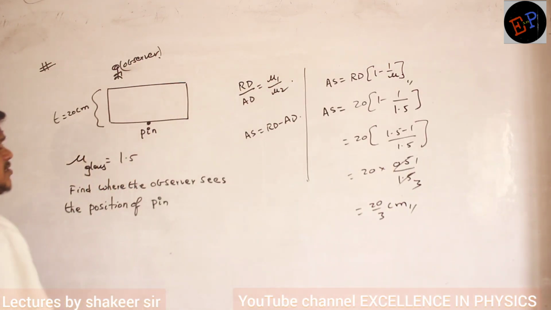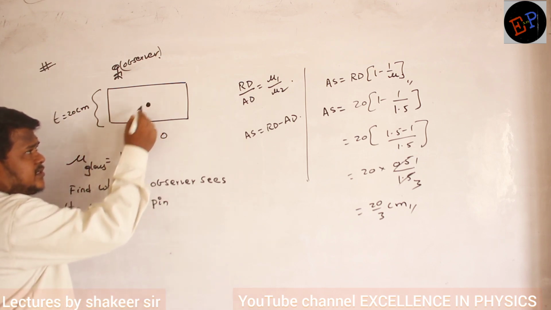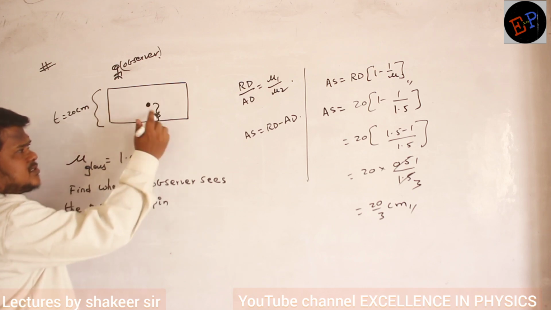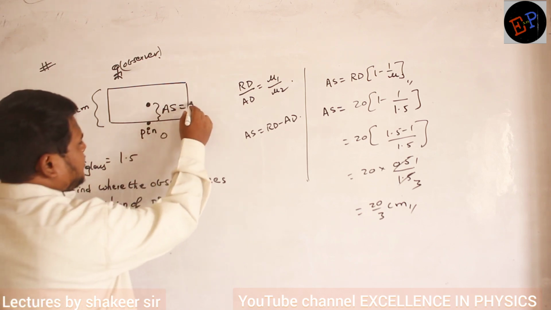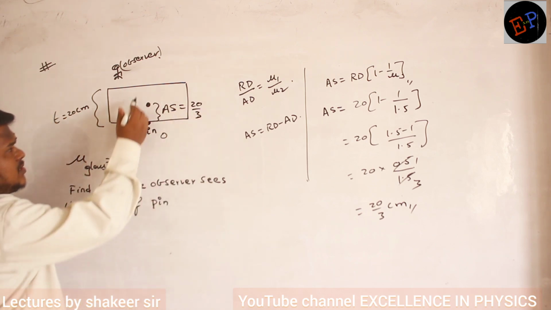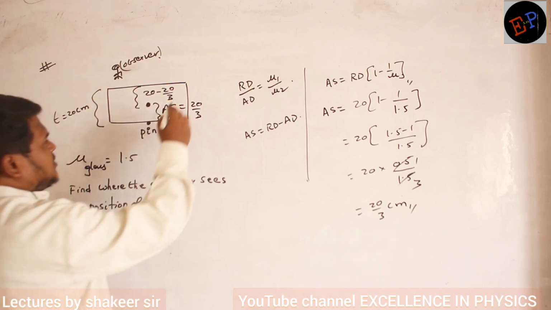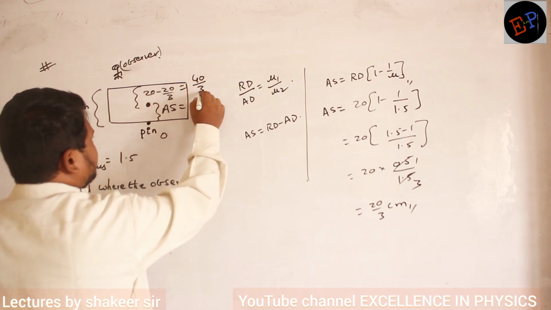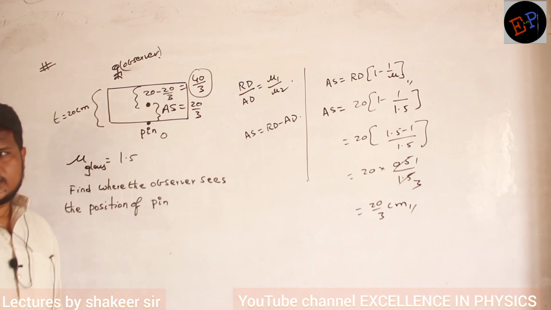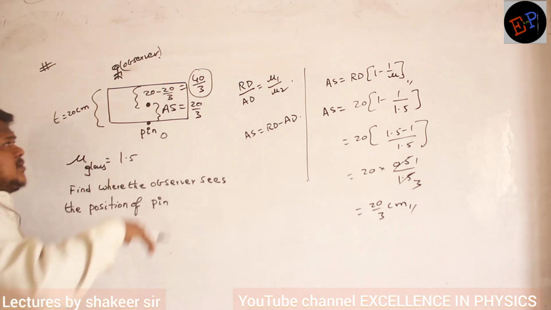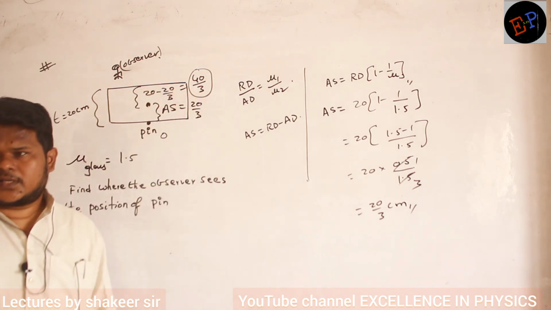So what is meant by apparent shift? This is the object, and the image is created somewhere here. This distance is nothing but the apparent shift. Clear now? The apparent shift I have calculated is 20 divided by 3. Then this distance is 20 minus 20 divided by 3, which is 40 divided by 3. So this is the position of the pin as seen by the observer. The observer sees that inside the glass slab, the pin is present at a height of 40 by 3. That is our answer. Have you understood?